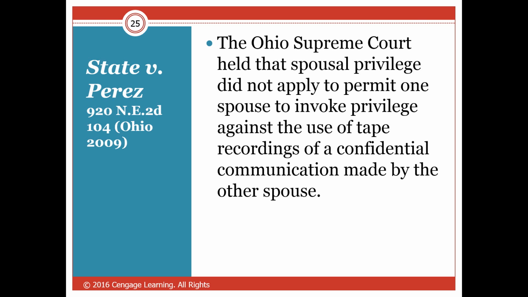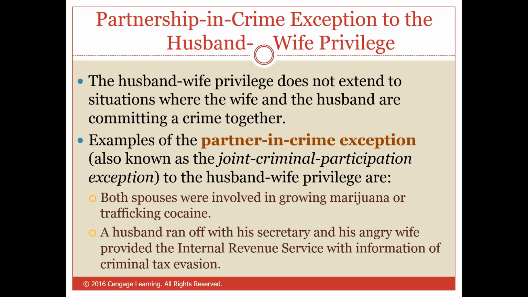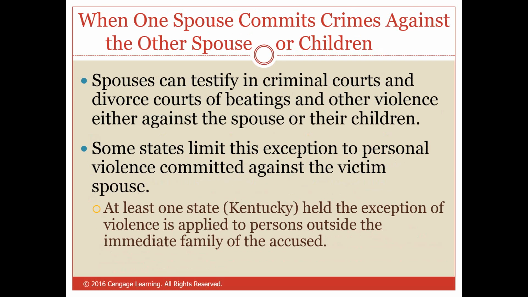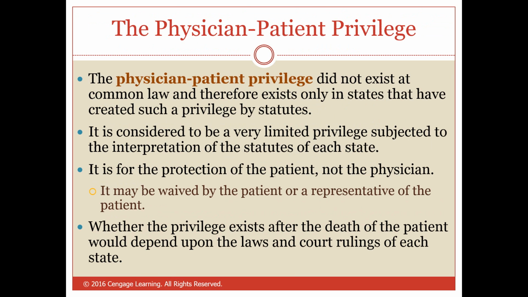Another court case there, State versus Perez, in regard to spousal privilege. There is an interesting exception to this, the partnership in crime exception to husband-wife privilege. It does not extend to situations where the wife and the husband are committing the crime together. One may be compelled to testify against the other in that particular case. So make sure you read that section as well. Or if one spouse commits crimes against the other spouse or the children, husband-wife privilege does not extend that far either.